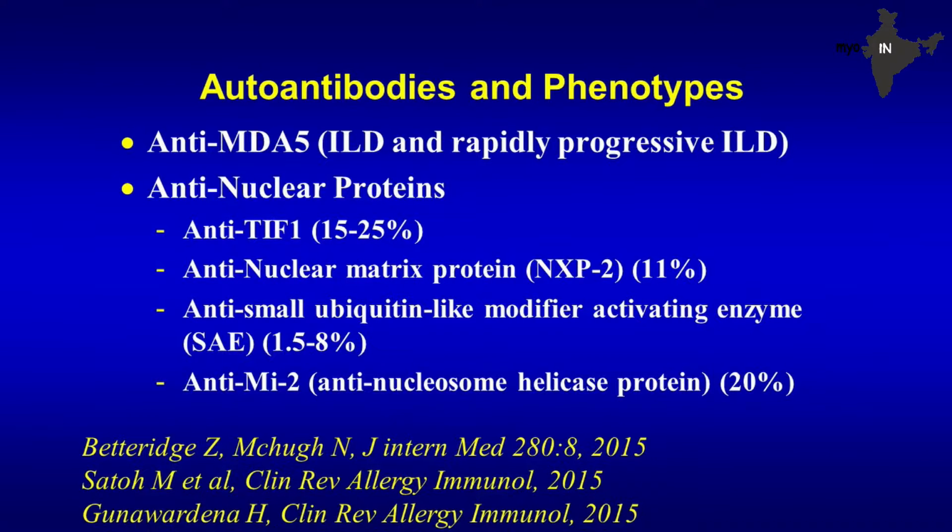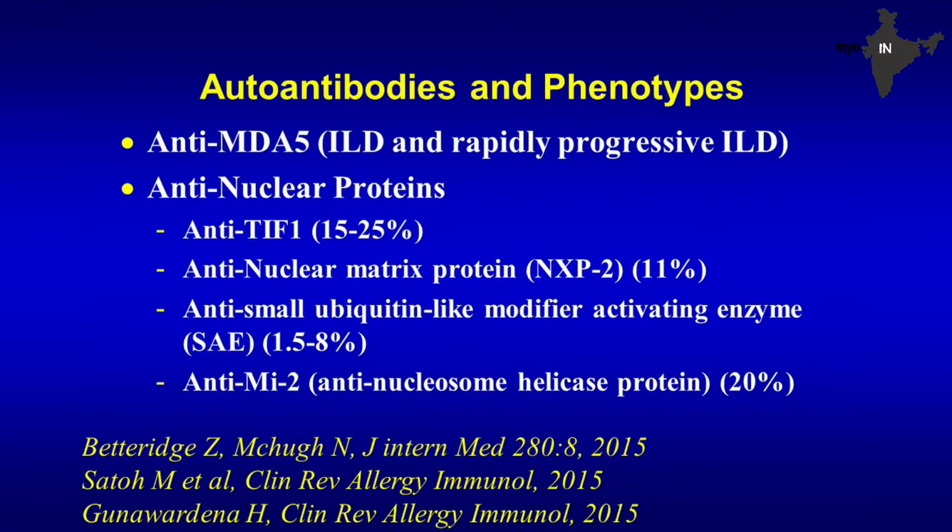This is looking at the role of autoantibodies, and there are certain phenotypes that we associate with specific antibodies. So there's an anti-MDA5, which is seen with interstitial lung disease, and rapidly progressive disease can be seen, particularly in Asia, but we see it in other ethnic groups as well. There are the anti-nuclear proteins, which include the anti-TIF1 gamma, which can be associated with malignancy, anti-NXP2, SAE, and anti-Mi2. And there are certain types of clinical characteristics that we often associate with the presence of these particular antibodies.